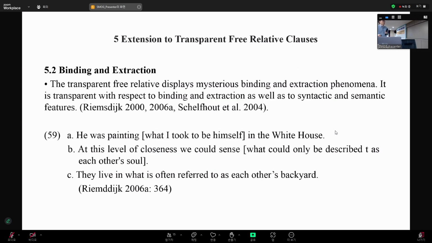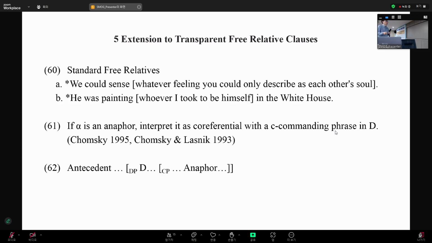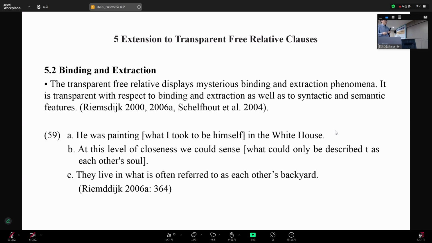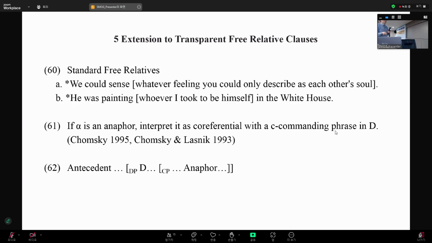Okay, let's finally consider binding and extraction. Here's the point: in 'what I took to himself the white arms', himself can take a distant antecedent, even though he is outside this clause. This is quite strange. This is in sharp contrast with standard relative clauses. 'We could sense what a feeling you could only describe each other': in here, each other cannot be bound by we. This means that standard free relative clauses form a binding domain, but transparent free relative clauses do not form a binding domain. The question is why?